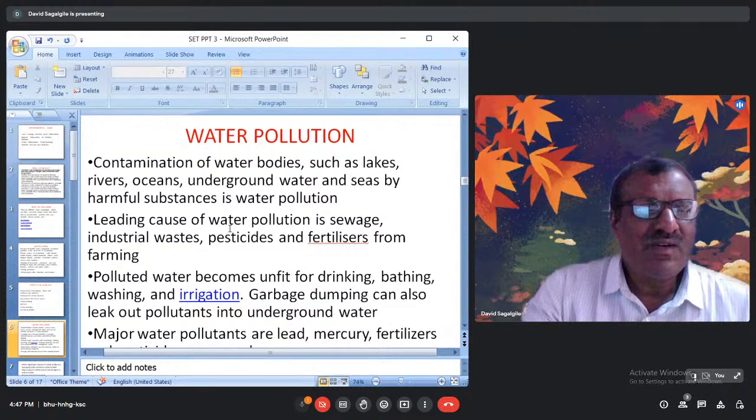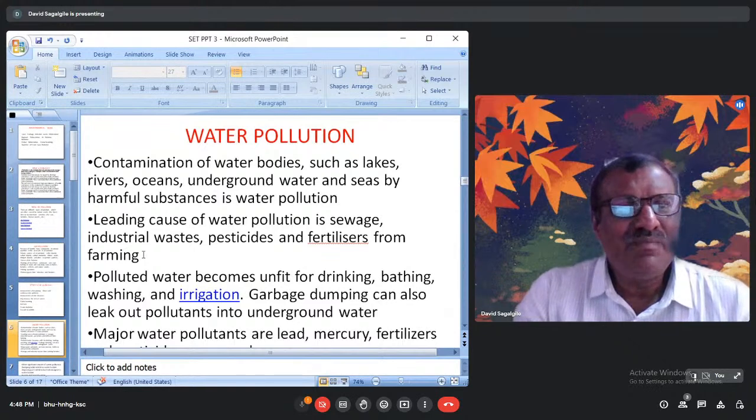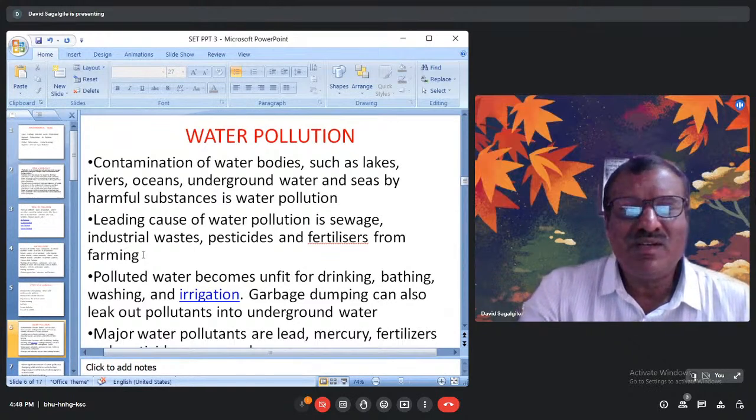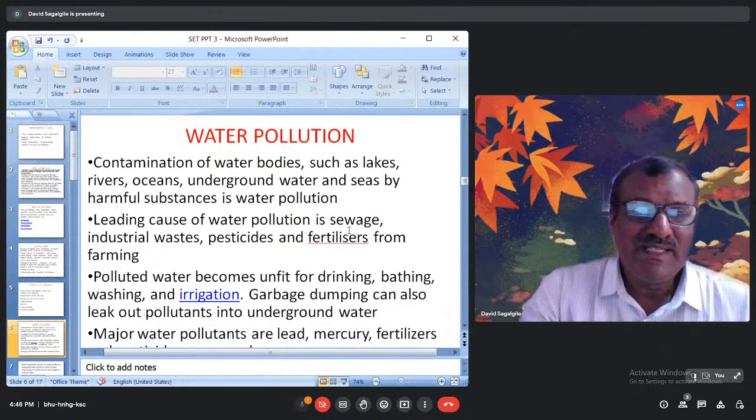Then a leading cause of water pollution is sewage, industrial waste, pesticides, and fertilizers from farming. So this is also very important. What are the sources of water pollution? Sewage, that is the gutter water that is let out directly into the lakes and into the rivers, and in the coastal areas into the sea. Then the industrial waste. Industrial waste is basically toxic waste. It has more of poisonous elements and substances, which are let out into the seas or into the rivers.